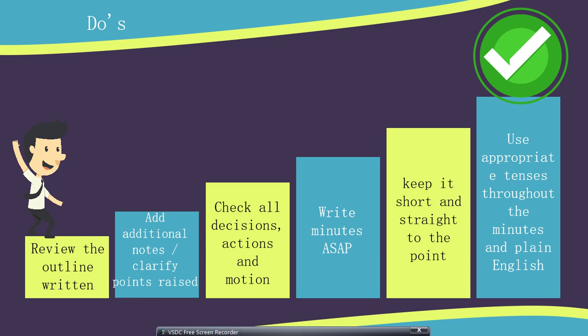Next is to check all decisions. Check all decisions, actions and also motions with someone else, maybe the chairman or the person in charge of the certain task. After that, write the minutes of meeting as soon as possible. Keep it short and straight to the point. Last but not least, always use appropriate tense throughout the minutes and use plain English without idioms and so on.